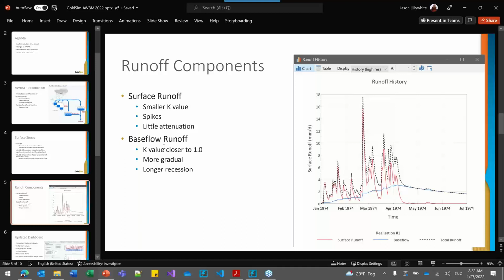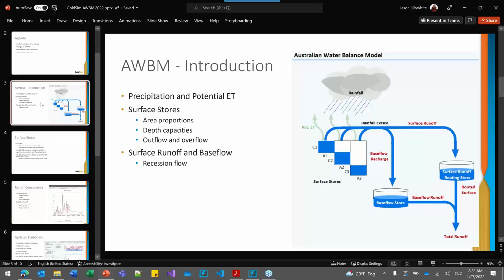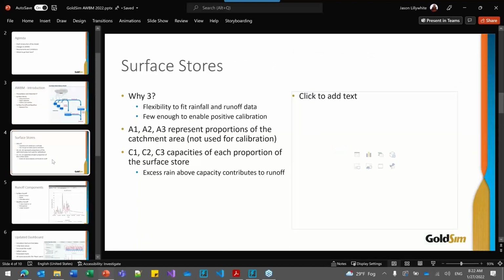And if I go back to the diagram, you see there's this split that occurs after the surface stores, and that split is done using a factor called the BFI factor. So you can increase that factor to increase flows to base flow, or decrease the factor to increase flows to surface runoff, depending on what you see in your observed record.